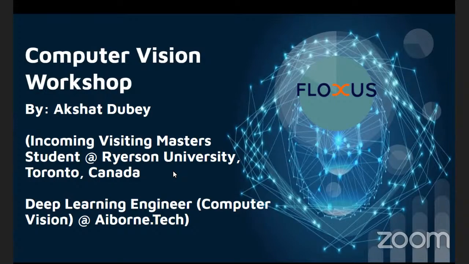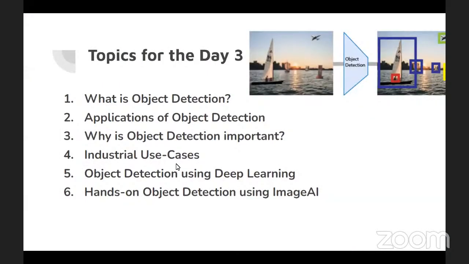So today is the time for object detection. The topics for the day are: what is object detection, applications of object detection, and why object detection is very important in the current industrial scenario. Then we'll proceed towards industrial use cases. Then we will jump to object detection using deep learning, and I will give you the complete intuition of how the object detection algorithm actually works.